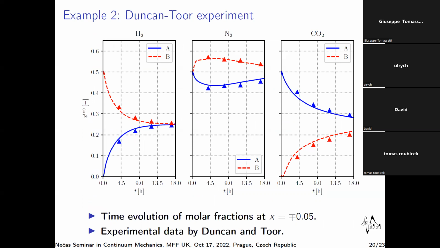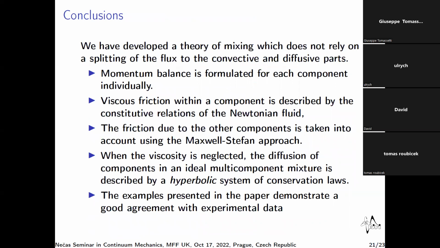So that's it. I hope it will not be too short, but I think we will have a good discussion maybe. So we have developed a theory of mixing which doesn't rely on splitting of the flux into convection and diffusion parts separately. Instead, we formulate the momentum balance for each component individually, and viscous friction is modeled using the Newtonian stress tensor, and the friction due to other components is taken into account using Maxwell-Stefan.